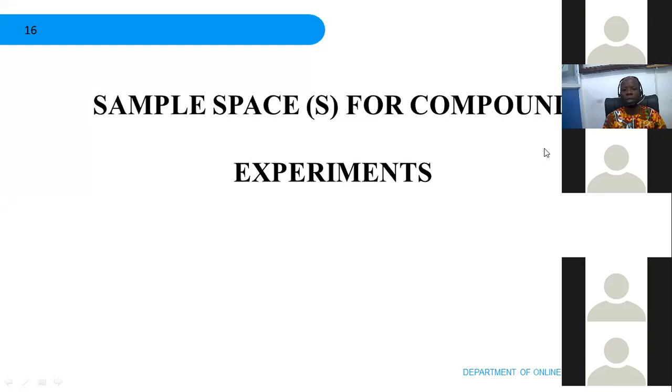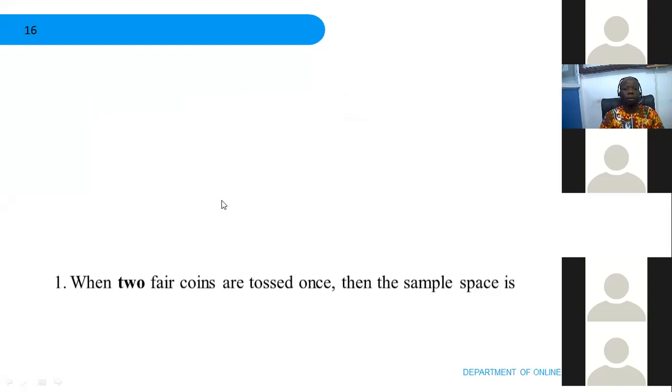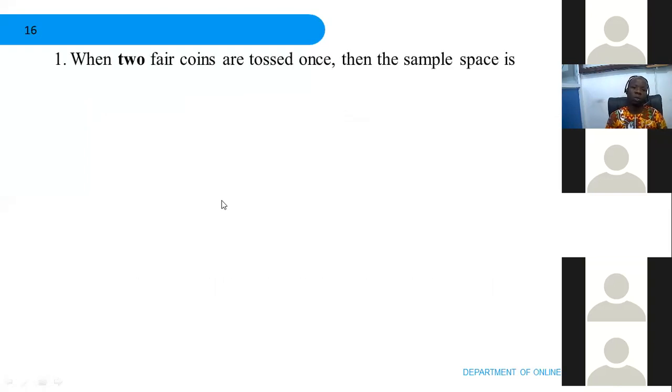Compound. So like we said, compound experiment, combination of two or more simple experiments will give you a compound experiment. So we are going to pick some examples and see how compound experiments occur. The first example, when two fair coins are tossed once, then the sample space is... so you have two fair coins. And we know that if you toss a fair coin once, your sample space is going to be 2, right? Isn't it?